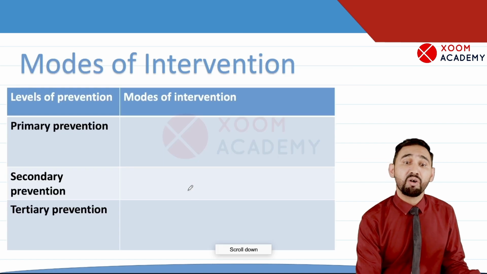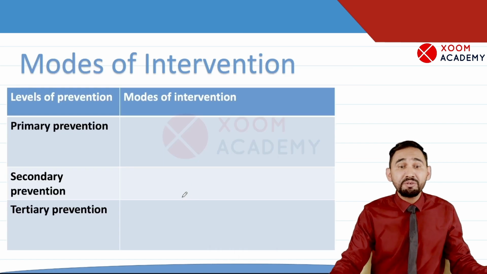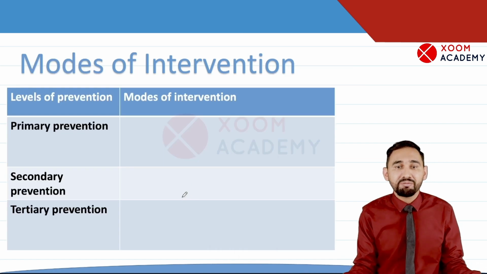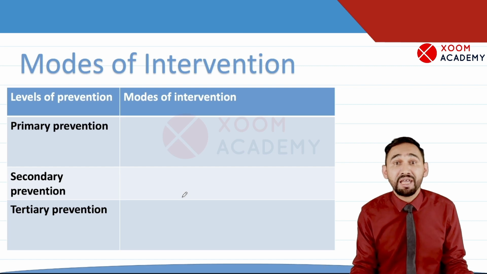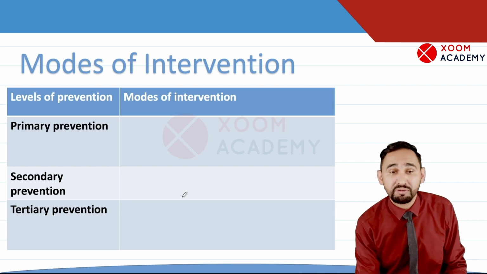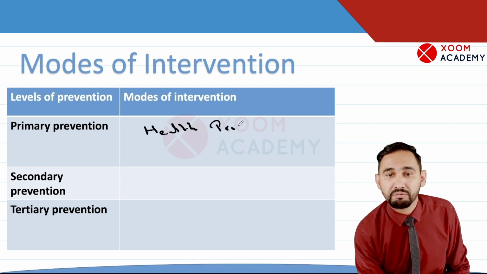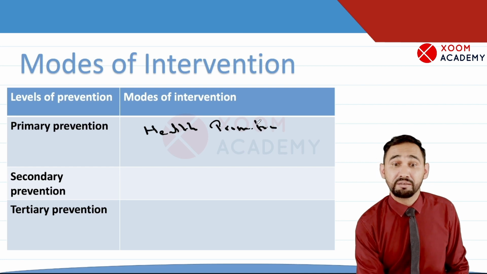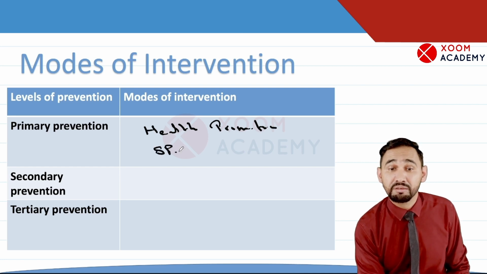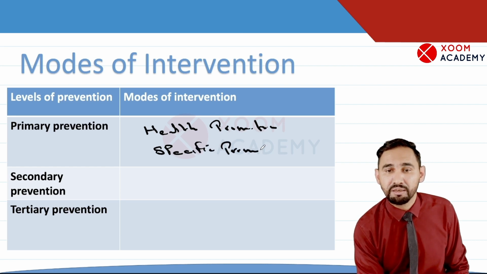Now we'll discuss their modes of intervention. How is primary prevention achieved? It is achieved by certain modes of intervention. We have to intervene. In primary prevention, what will we do? Health promotion, we will promote the health, and then specific protection. These are two modes of intervention in primary prevention.